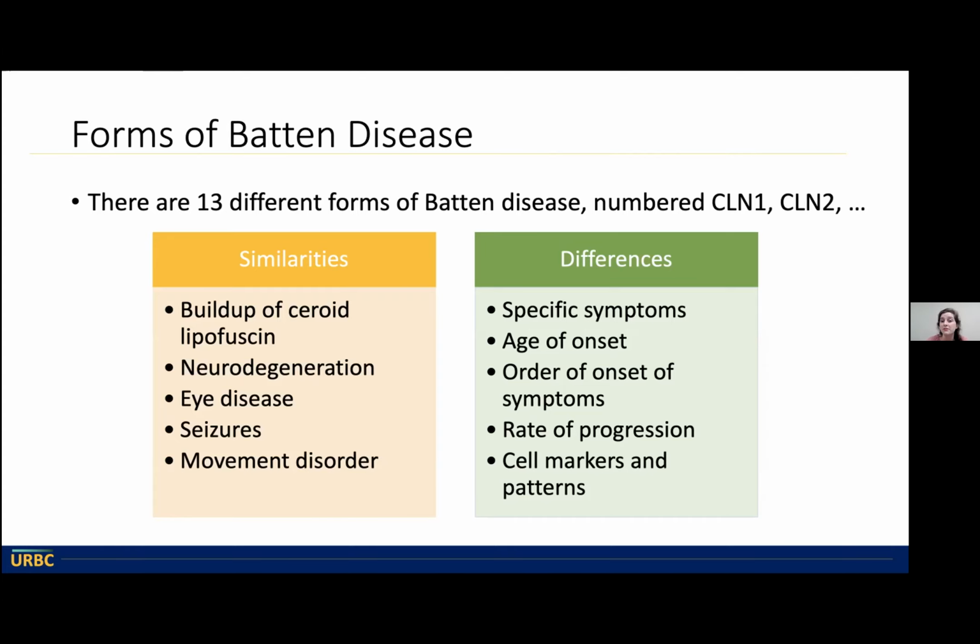Different forms might have different symptoms beyond the ones in yellow on this slide. Like we discussed earlier, some forms begin in infancy, some in childhood, and some not until adulthood. For the symptoms that all of the forms have in common, in yellow, in different forms, they might start in a different order. In one form, seizures may come first, while in others, it might be vision loss. Different forms of Batten disease progress at different rates, some more slowly and some more rapidly. And finally, different forms have different cell markers and patterns, like the fingerprint deposits we saw earlier, which are present in CLN3 disease.